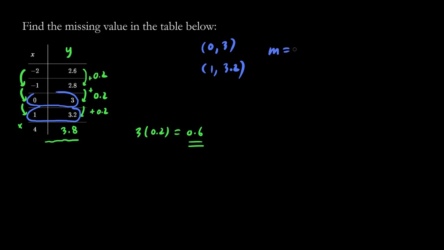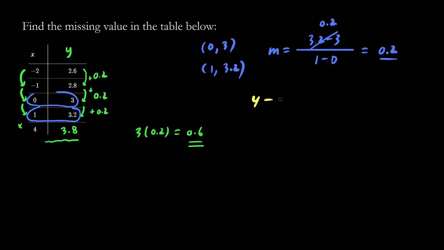The slope is rise over run. This minus this, we're subtracting the y values, is 3.2 minus 3, which happens to be 0.2. Whereas the run is 1 minus 0. 1 minus 0 happens to be 1, so the slope is 0.2.